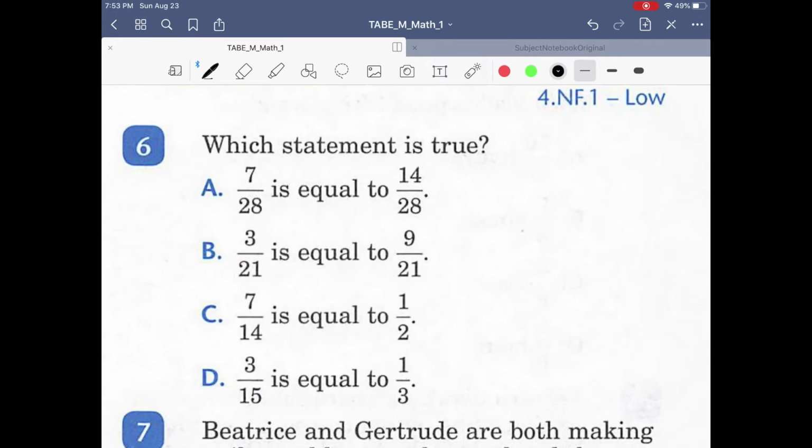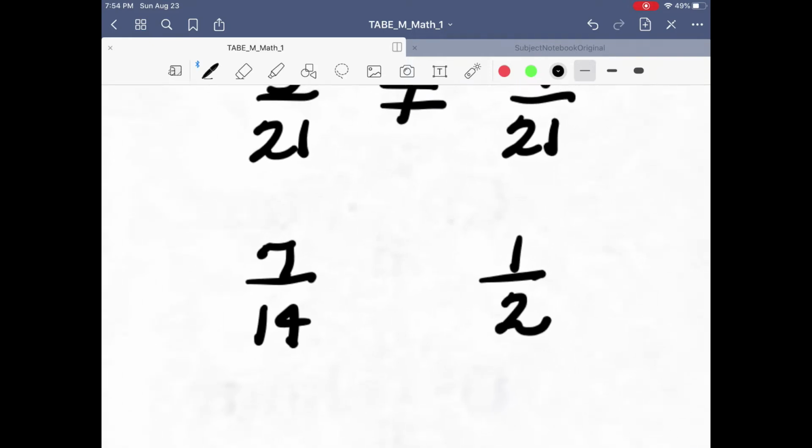Number 6, which statement is true? Okay, I'm going to do this one right here. 7/28 equals 14/28? No. 3/21 equals 9/21? No. 7/14 is equal to 1/2.